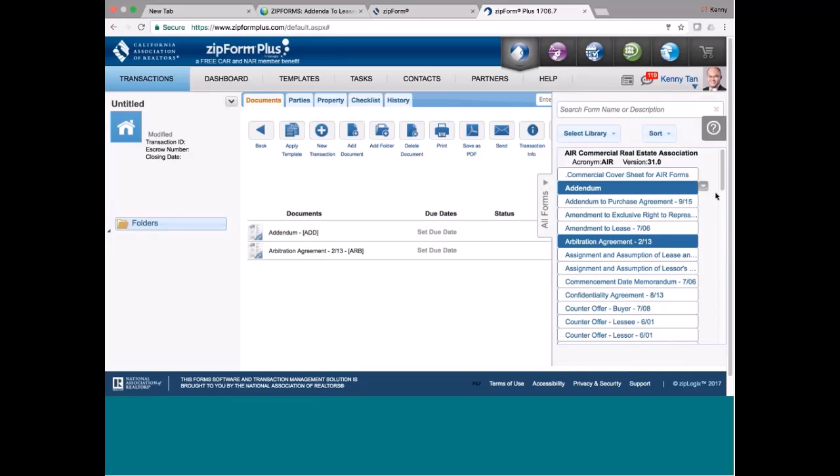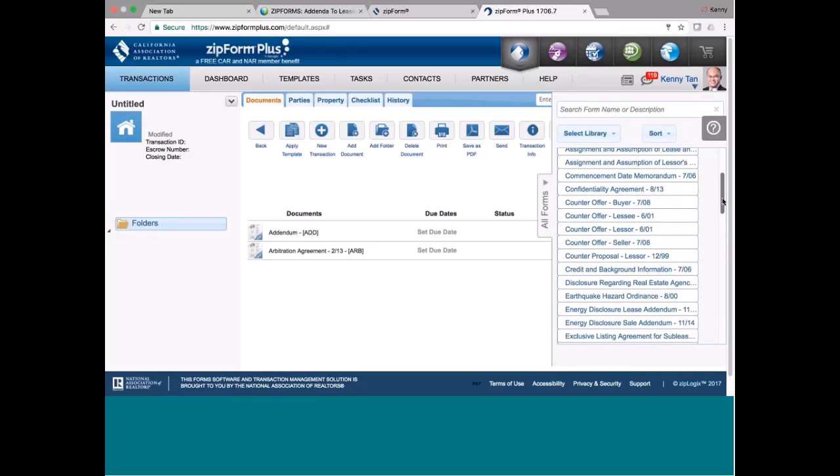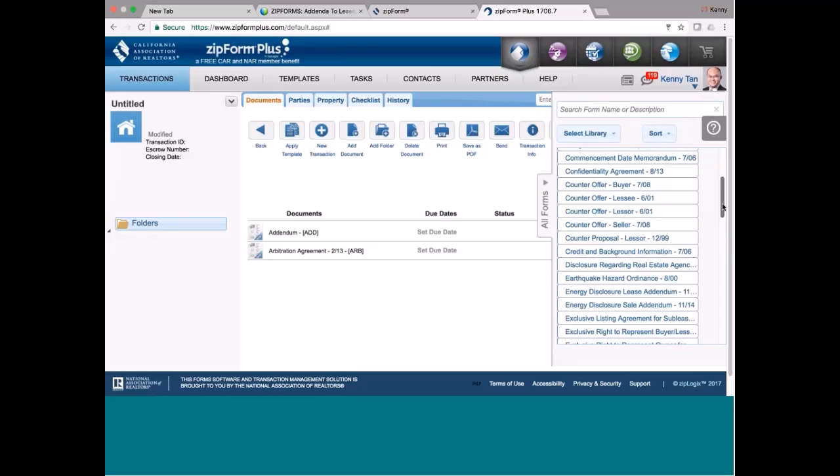There's a couple of other ones that I want to go over with you. Now, some of these forms, you might be thinking to yourself, Kenny, why do I need to learn this? Well, you need to learn this if you want to do commercial transactions. What if you say, Kenny, I'll never do commercial transactions, I'm a residential agent? Never say never.